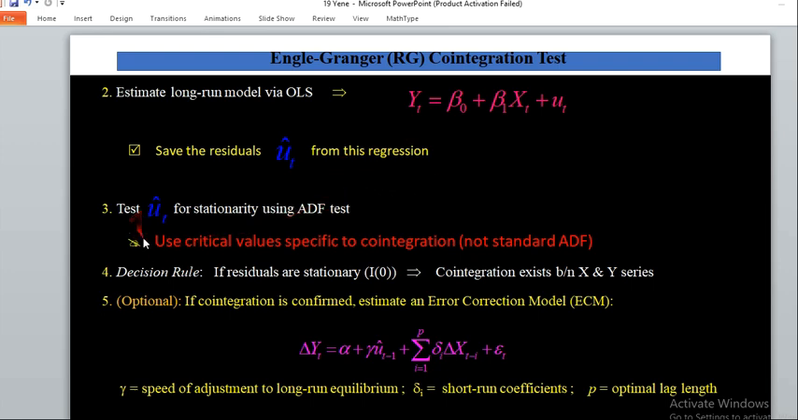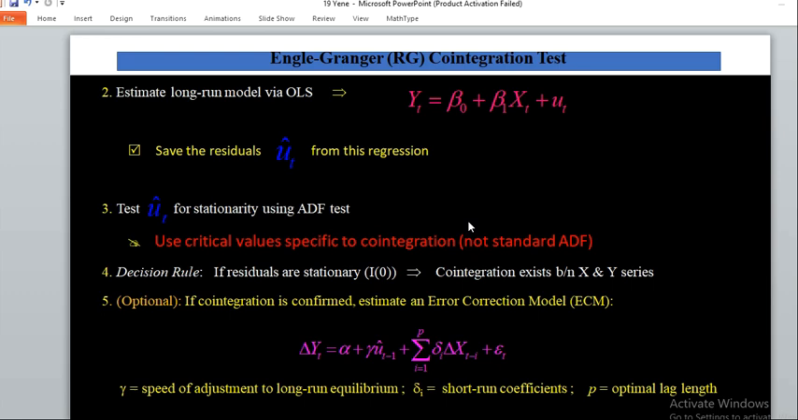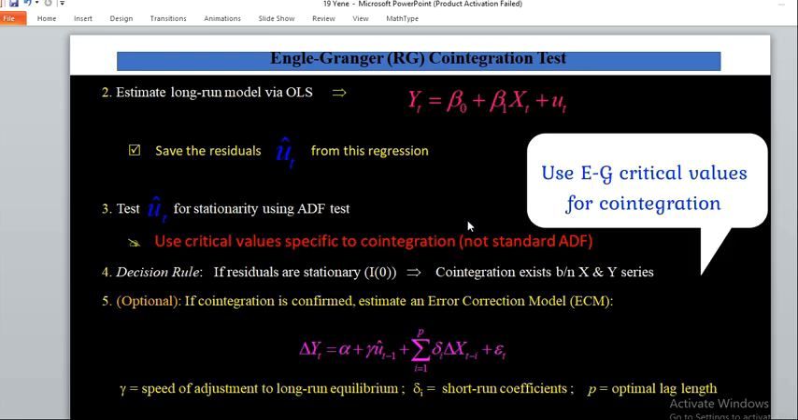As a third step, we must test for the stationarity of this predicted residual using the augmented Dickey-Fuller test. But you must not take the standard augmented Dickey-Fuller critical values to examine the stationarity property of this predicted residual, because we are testing only the predicted residuals but not actually observed variables. Instead, we have the critical values specific to co-integration test provided by the Engle and Granger approach that are readily available in any software.